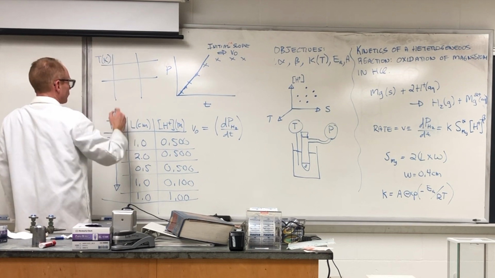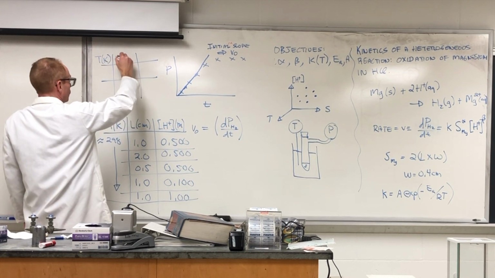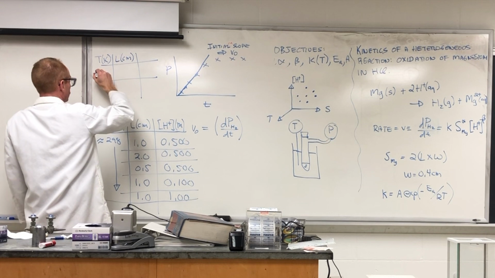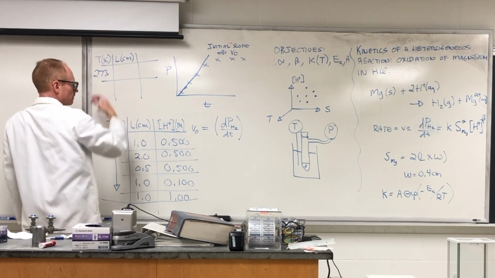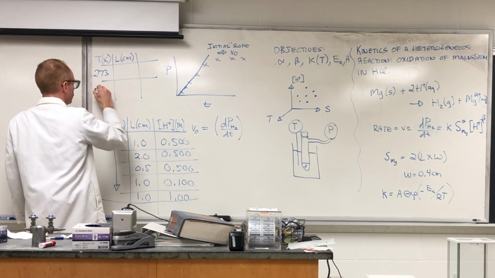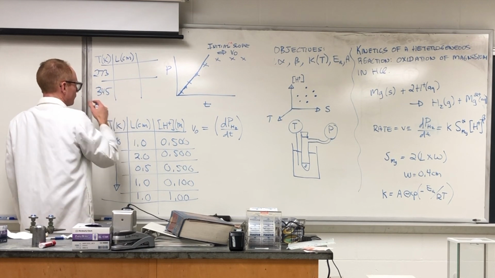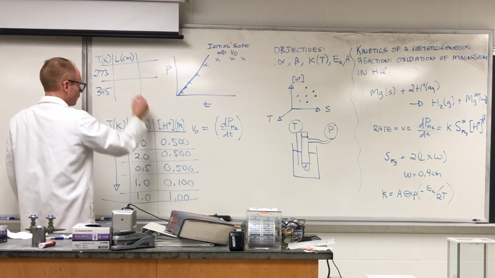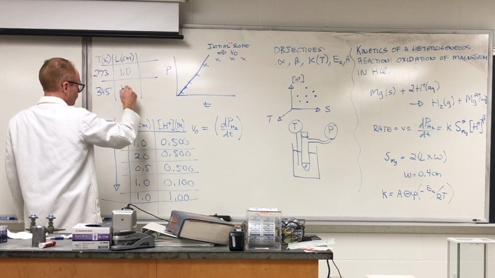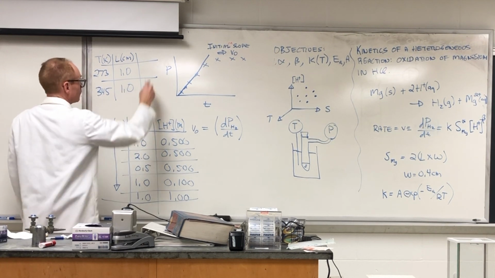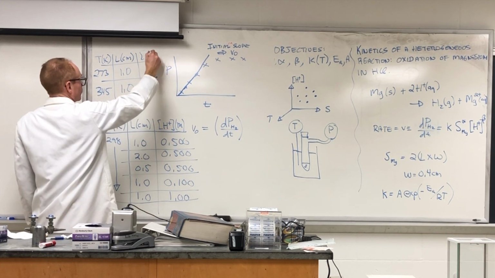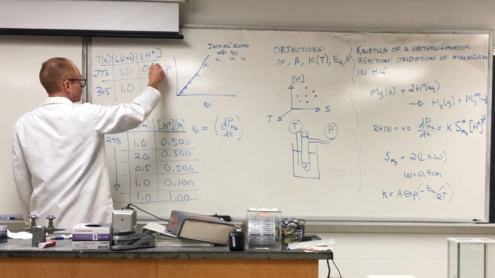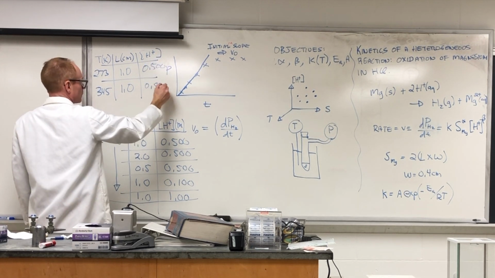The last 2 trials, you will look at 273 Kelvin, so basically in an ice bath, and then you can warm it up to around 345 Kelvin. And again, the length of the strip will be 1 centimeter, and the proton concentration will be 0.500.